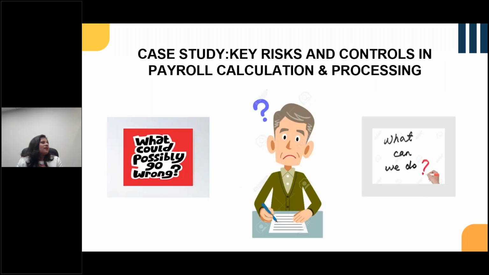Okay, so the first case study: key risks and controls in payroll calculation and processes. What could possibly go wrong? And what can we do? Questions for the audience? Ghost employees, yes, great. That could possibly be additional employees. That's a risk. How would you address it? Number of days present, deduction of advance, expenses, recovery, great.